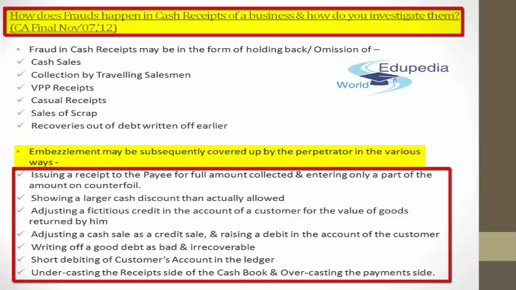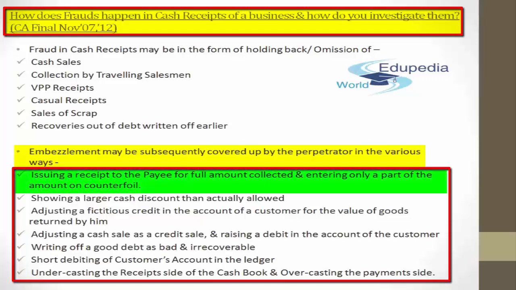Number one, issuing a receipt to the payee for the full amount collected and entering only a part of the amount on the counterfoil. There might be a possibility that you had Mr. Ram as your debtor. Mr. Ram provided the entire amount, 1 lakh rupees, but while sitting on the next chair, you ensured that only 50,000 is written on the counterfoil submitted to the finance department.